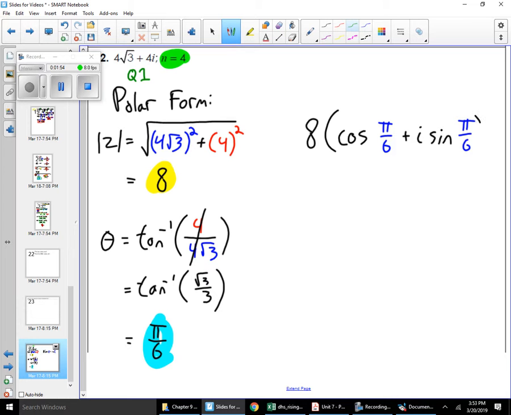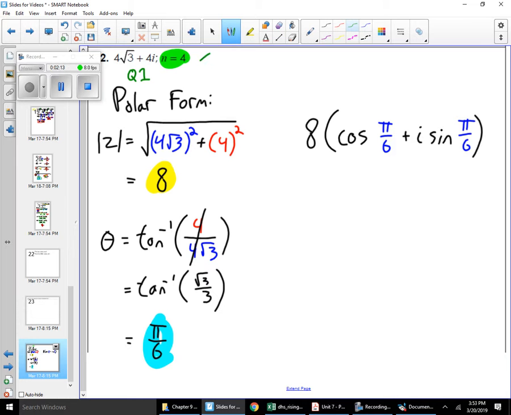If you didn't follow any of these steps, I encourage you to go back and rewatch the videos for how you get a rectangular complex number into polar form. It's explained much slower there. But in the interest of time, I wanted to go through this one a little bit quicker. So now we have our polar form.